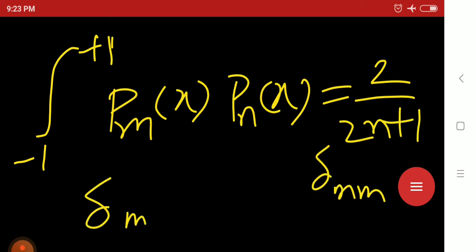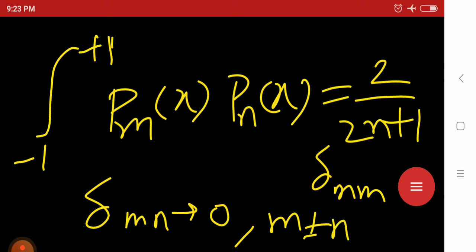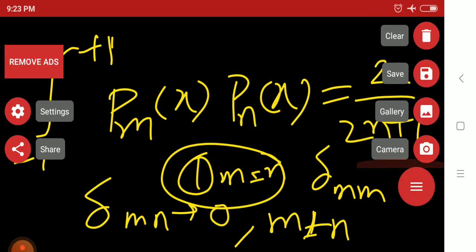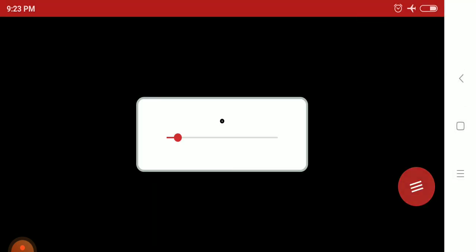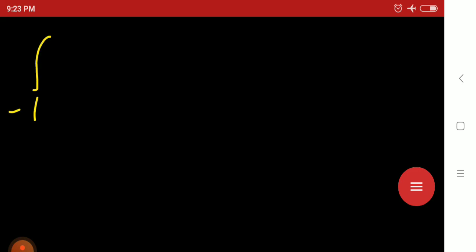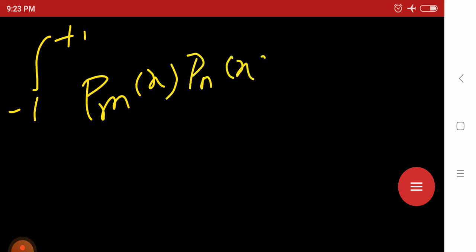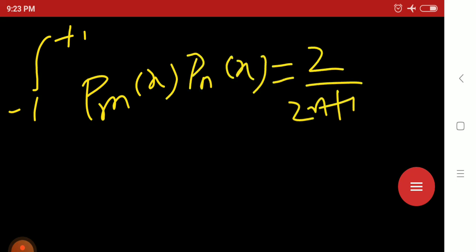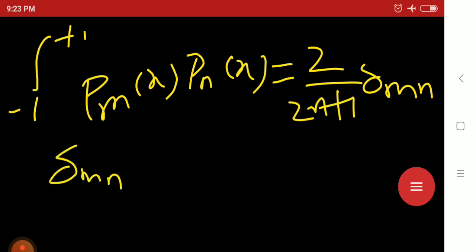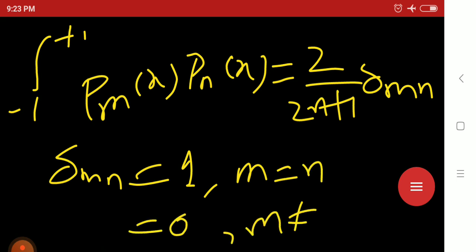Here delta mn is what? Delta mn is the Kronecker delta; it will be 0 if m not equals n, and it will be 1 for m equals n. So writing clearly the orthogonal property of Legendre function: integration from minus 1 to plus 1 of Pm(x) Pn(x) dx equals 2 by 2n plus 1 delta mn. Remember this formula, it is very important, and this condition also, that delta mn equals 1 for m equals n and 0 for m not equals n.